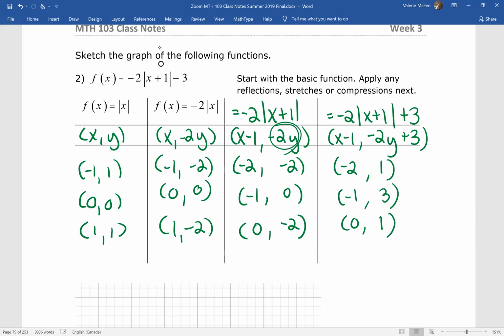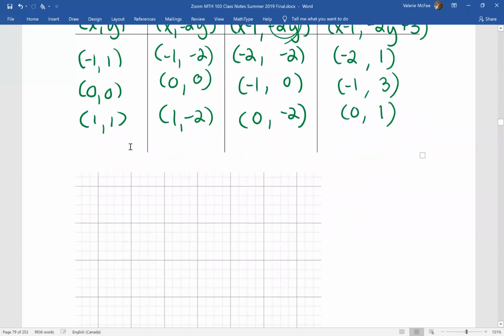And again, we can check. Let's check this ordered pair. If we substitute negative 1 for X, negative 1 plus 1 is 0. The absolute value is 0 times negative 2 is 0 plus 3 gives us our 3 there. So we have the correct ordered pairs.